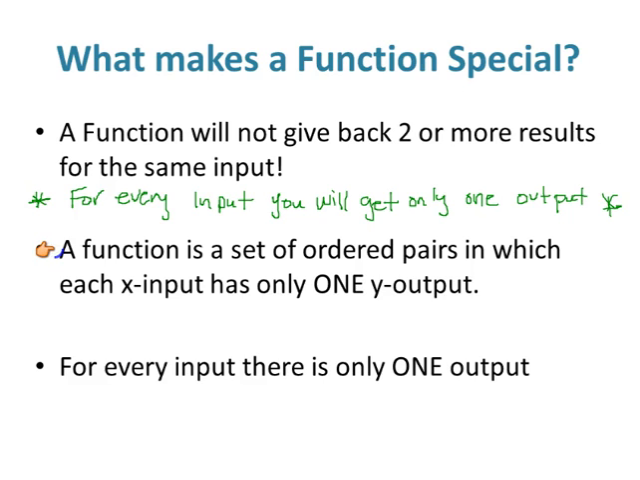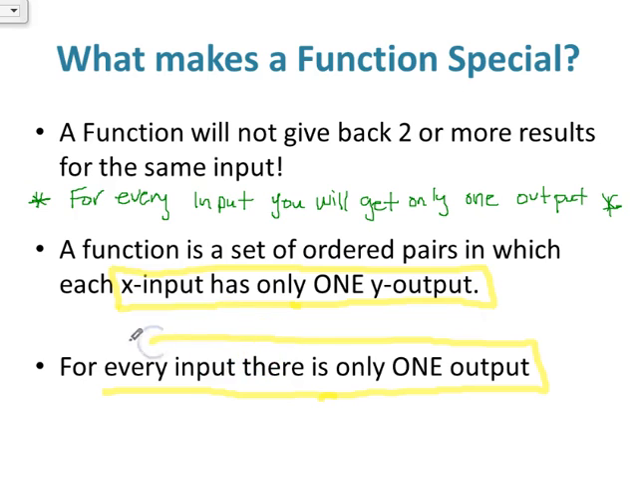A function is a set of ordered pairs in which each input, x input, only has one y output. If you find that when you put an x value in you can get 2 different y value outputs, then that's not a function. So for every input, there's only one output. That's what makes something a function. So make sure you write these down in your math notebook right now, is what makes a function special. I really like this last one. For every input, there's only one output. That's my favorite one for what describes a function.